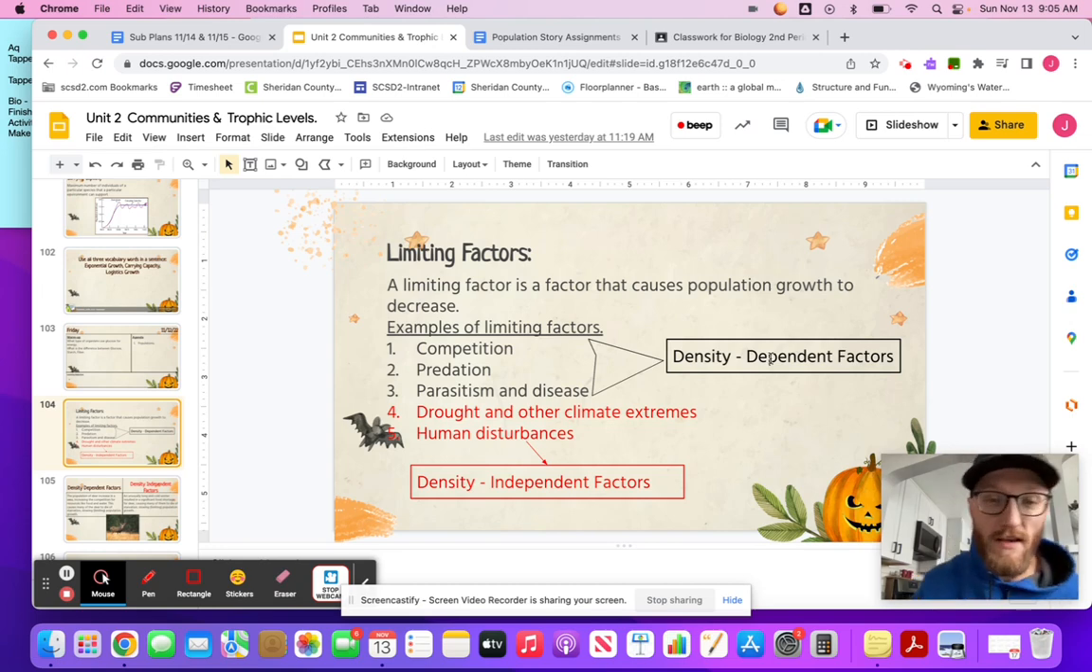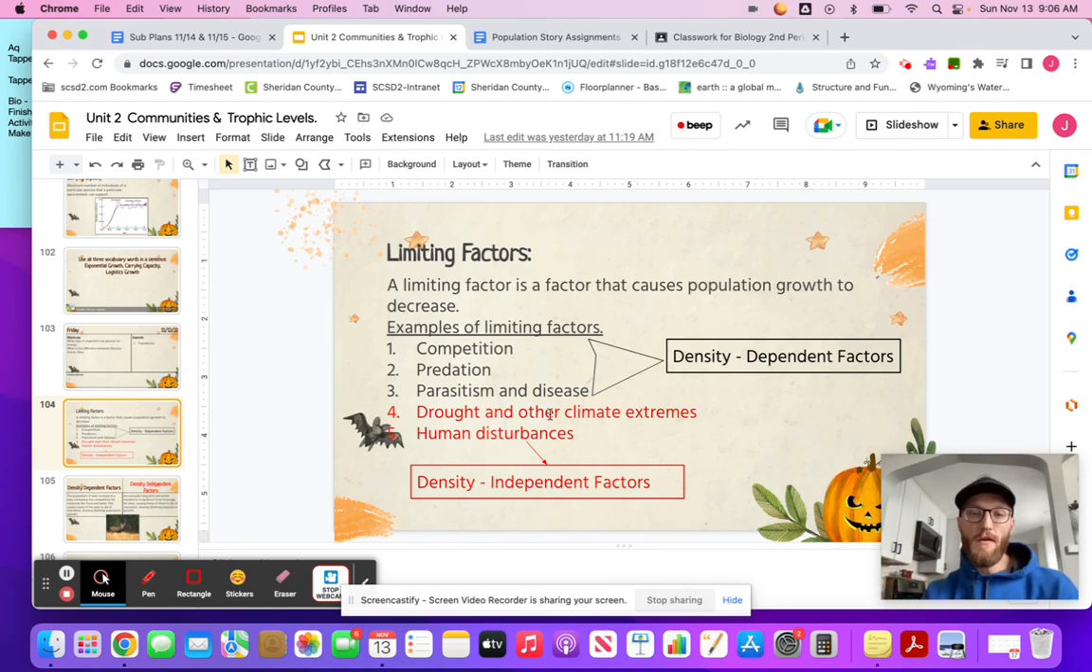So now we can break these down. How do we determine whether it's density dependent or density independent? Well, competition. If we are increasing competition, that is a result of the number of organisms in an area. It is a result of that population, so it's dependent on the density of that population. Same thing with predation. The number of predators and the amount of prey is going to determine that limiting factor, so it has to do directly with the density of those organisms.